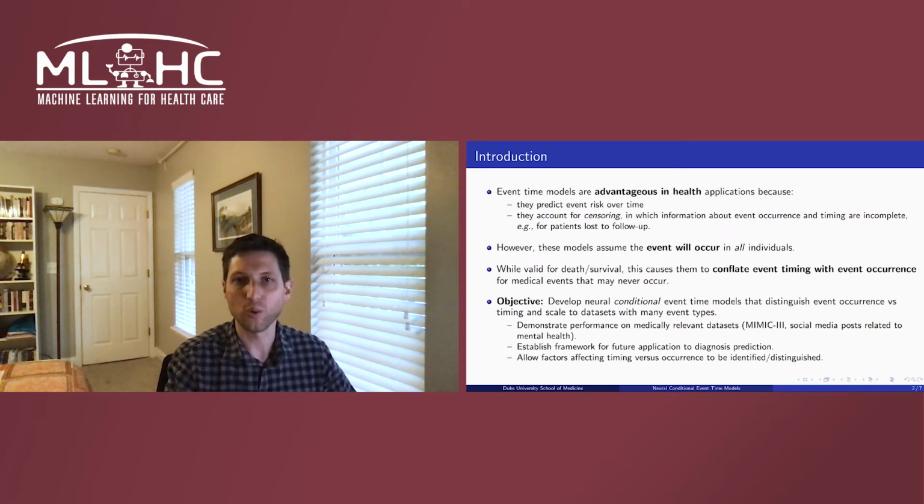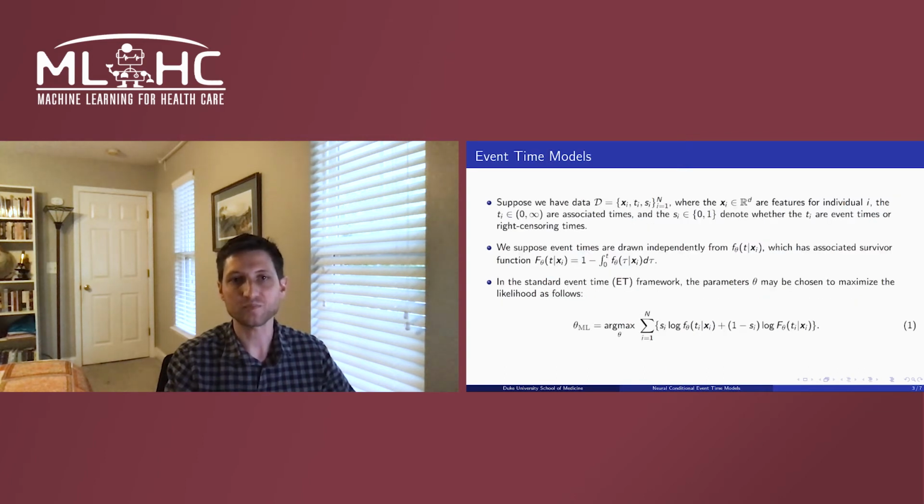And for events that don't always occur, the event time model doesn't understand the difference between event occurrence and event timing. In many cases, what we really care about is event occurrence, a patient's lifetime diagnosis risk, for instance, whereas diagnosis timing may have more to do with the person's circumstances, say their access to care, than their health. We might also want to analyze factors affecting timing separately from those affecting lifetime risk, but event time models won't help us do that. Our solution is the conditional event time model.